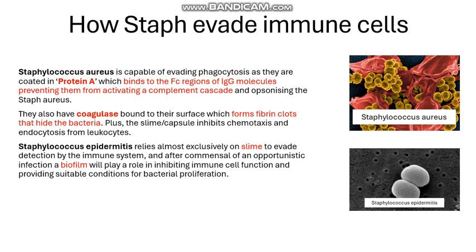Staphylococcus epidermidis, on the other hand, relies almost exclusively on slime to evade detection by the immune system, and after commencement of an opportunistic infection, a biofilm will play a role in inhibiting immune cell function, providing suitable conditions for bacterial proliferation. So we're going to continue Staphylococcus in the next video.